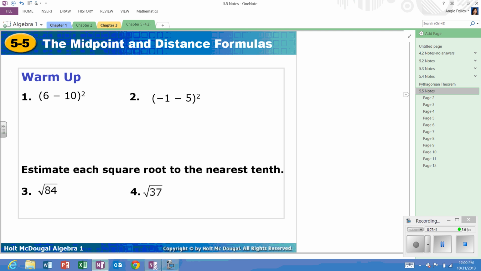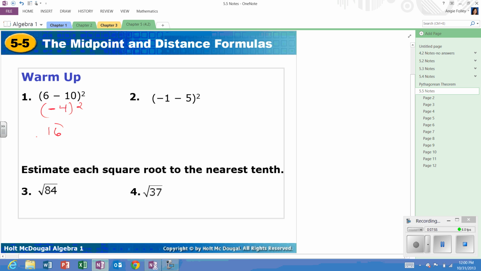Okay, so now we're going to look at our midpoint and distance formula. So for our warm-up, we're going to actually carry these out. So 6 minus 10 comes to a negative 4 squared. That'll equal positive 16. And I think you guys have these answers on your sheet, so sorry about that. I just want to show you how to do them. Negative 1 minus 5 comes to negative 6. When we square that, we get a positive 36.